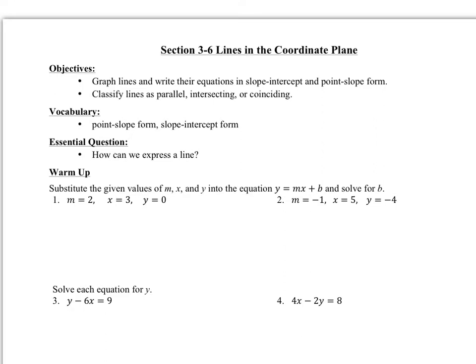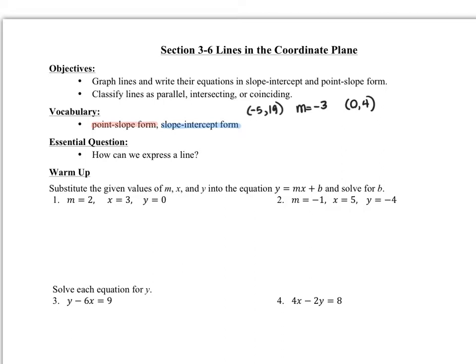For vocabulary, we have point-slope form and slope-intercept form. Let's take a look at what each one of those looks like. Let's say we have a line that goes through a point -5, 19 and has a slope of -3 and has a y-intercept of 4. Remember that a y-intercept is where the line hits the y-axis, and when a point is directly on the y-axis, we know the x-coordinate of that point is 0.